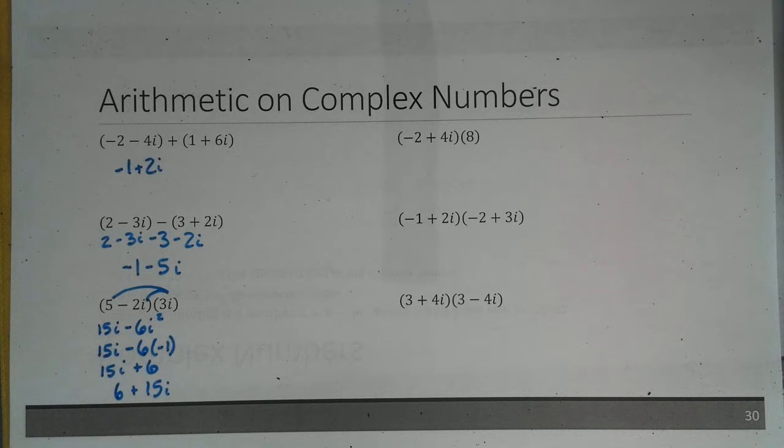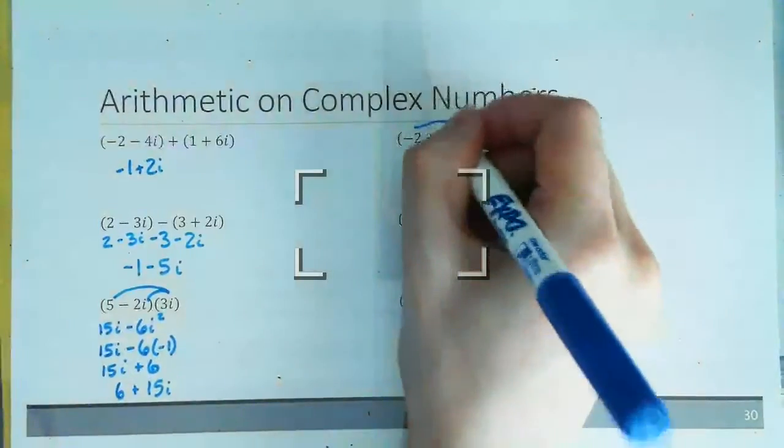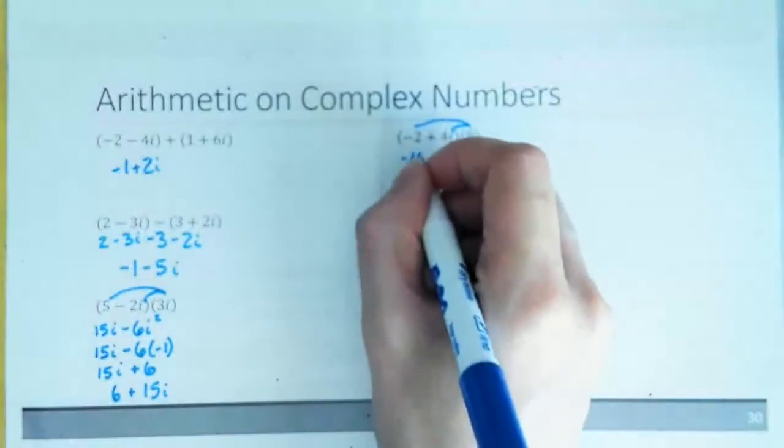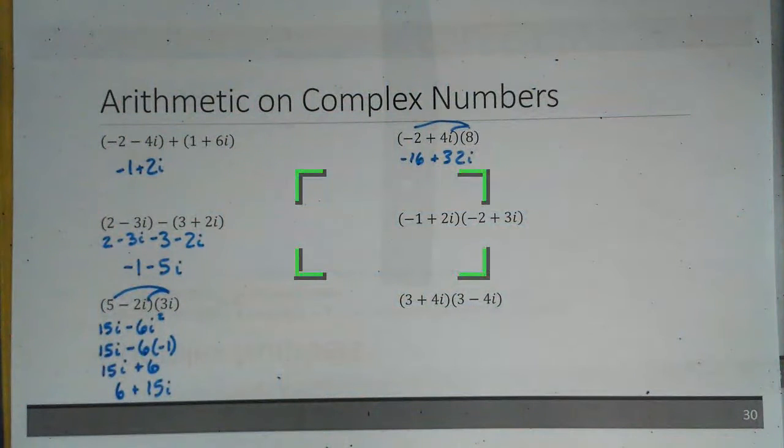Next up, we're looking at (-2 plus 4i) times 8. I'm going to distribute my 8. That's going to give me a -16 plus 32i. Nothing else to that one.